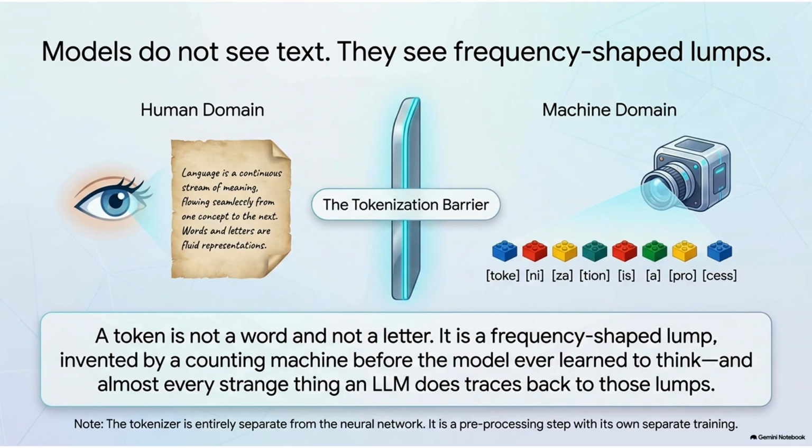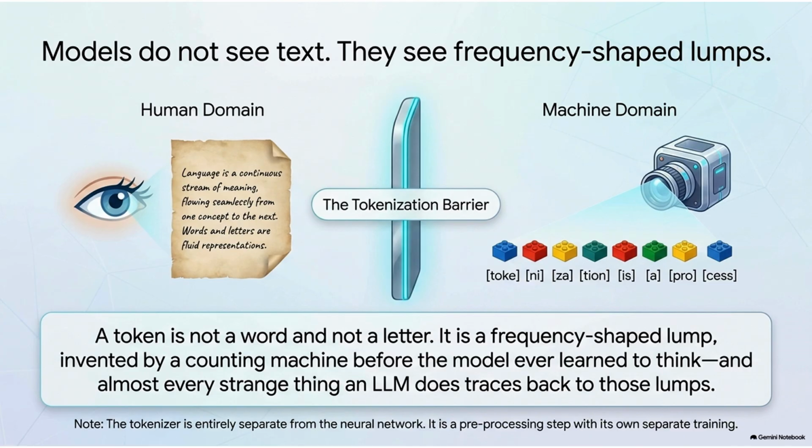The model never sees letters. Not one, not ever. On the left is your side, the human domain. To you, language is a flowing stream of meaning. Letters and words are fluid. You can zoom in on a single character whenever you want. On the right is the machine domain, and it does not receive a stream, it receives a line of discrete lumps. Tok, ni, za, tion. Between the two, there is a barrier, and that barrier is called tokenization.